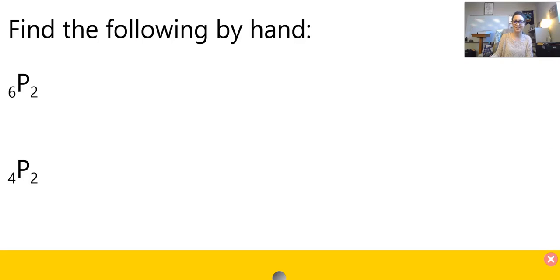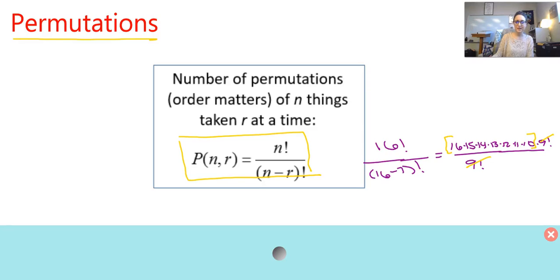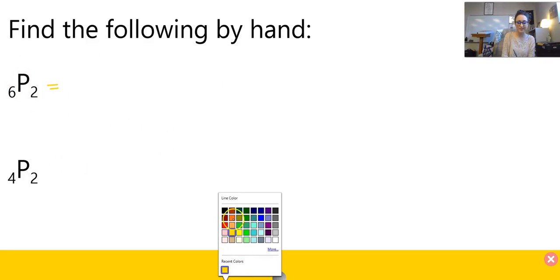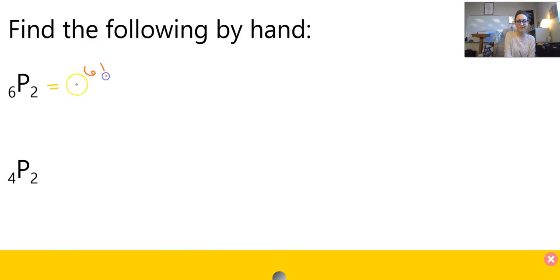All right, let's try computing some permutations by hand before we look at some more word problems. Can you write this in your notes, 6P2? So following my formula, we can write it like this, P(6, 2), or you can write it like so, 6P2, and this means that we are going to have a 6 factorial in the numerator over 6 minus 2 factorial in the denominator. So this becomes 6 factorial over 4 factorial.